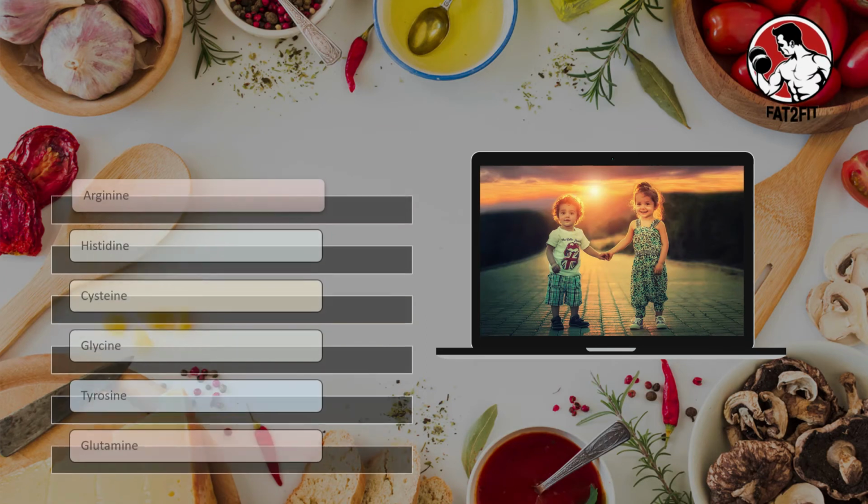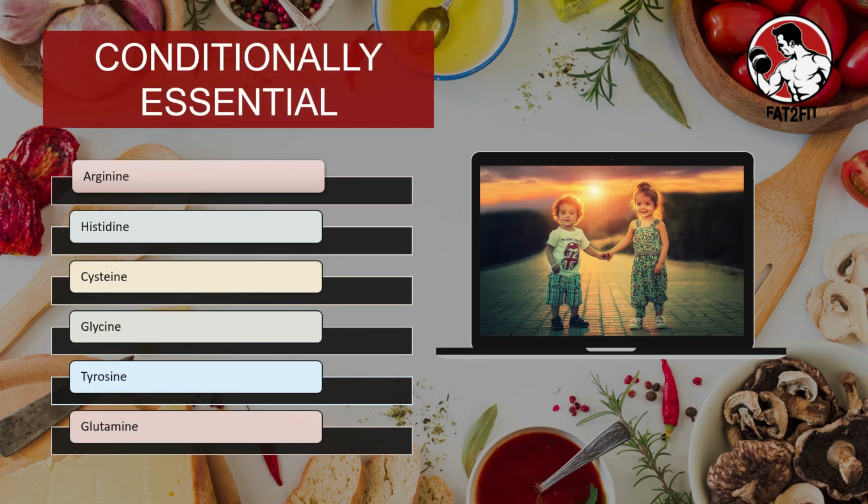In children, arginine, histidine, cysteine, glycine, tyrosine, glutamine, and proline are also considered to be essential because children are unable to make enough to meet their dietary needs. These are referred to as conditionally essential. There may also be certain disease conditions during adult life when a particular amino acid becomes conditionally essential.